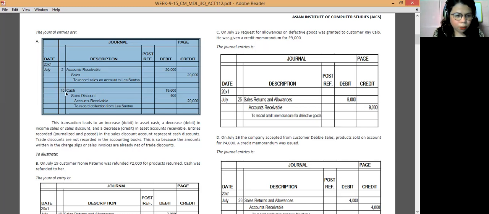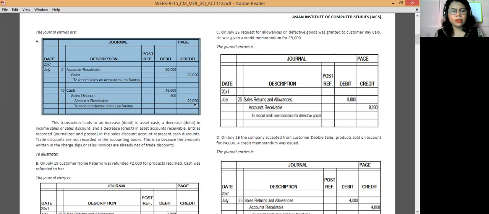Nung July 10 daw po, nagbayad siya ng cash. So, 19,600. Bakit naging 19,600? So, na-avail niya kasi yung 2%, diba? Sabi nga doon, na-avail yung 2% discount. So, yung sales discount is 400. Okay, so ayun yung na-less sa kanya sa 20,000. So, accounts receivable is 20,000. Okay? So, ganito siya pag nag-journalize.